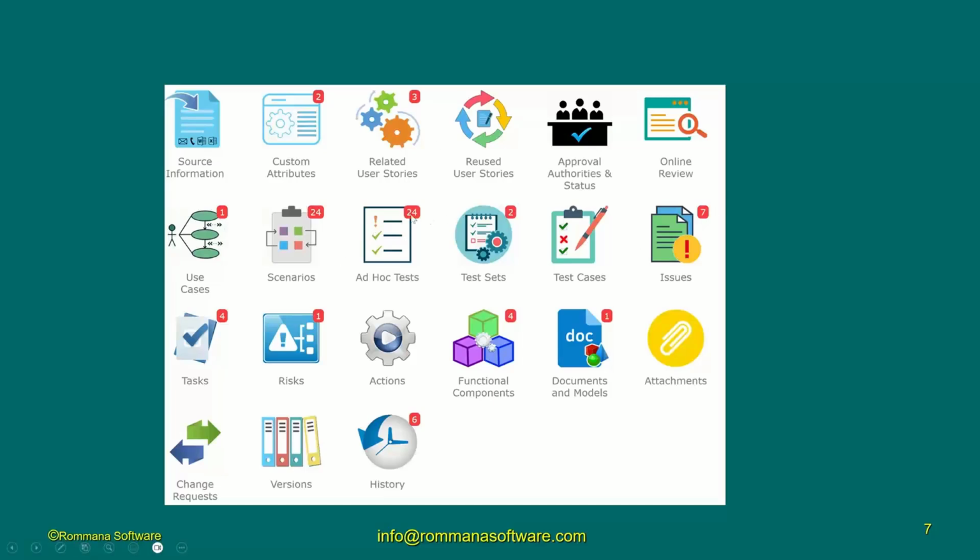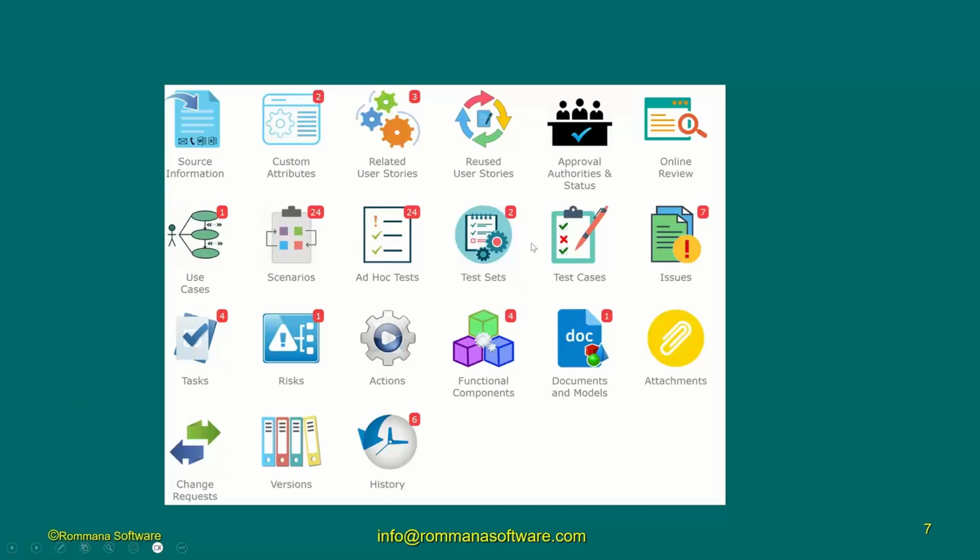You can see now the numbers I've changed. The numbers up here show that if you click on it, for example, this user story has 24 scenarios. It has 24 ad hoc tests. It has 2 test sets. It has 7 issues. So if you click on any one of those icons, it has 1 use case. It has 4 tasks and 1 risk, and so on.